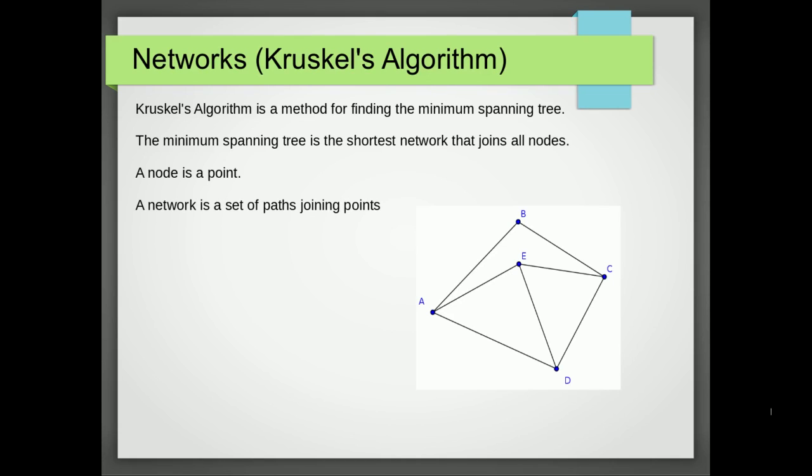In this tutorial we're going to use Kruskal's algorithm to find the minimum spanning tree. I'm assuming at the moment you've already looked at the previous tutorial on Prim's algorithm, and Kruskal's algorithm does the same thing but in a different way. So again we're finding the minimum spanning tree, which is the shortest network to join all the nodes. And again, the definition is the same. A node is a point on the network, and a network is a set of paths joining the points.